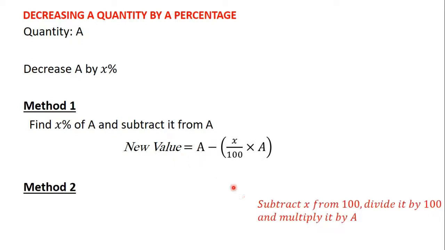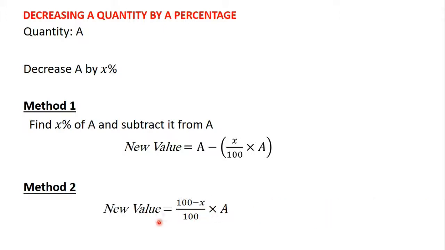For the second method, what you have to do is that you subtract X from 100. So you have 100 minus X. Then you divide this by 100. So 100 minus X divided by 100. After that, you multiply it by A. So you have 100 minus X divided by 100 times A. So if you use the second method, then if we decrease A by X%, we are going to have 100 minus X divided by 100 times A.